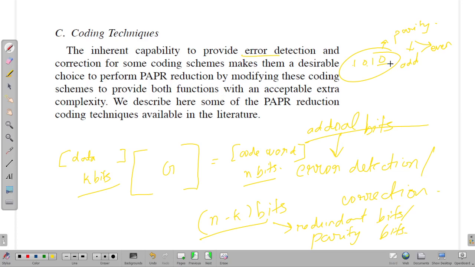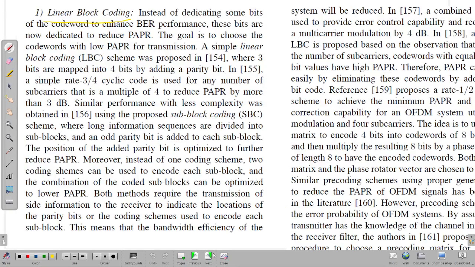Here I have added the parity bit to the last part, but instead of this, you could add the parity bit to any of these positions, first, second, or third, any position. All this happens based on the generator matrix you design. So based on the generator matrix you construct, you will have different PAPR values. For different generator matrices, the PAPR values will be different. And you transmit the code word with the lowest PAPR. So that is the idea. That is how you use linear block coding in PAPR reduction.